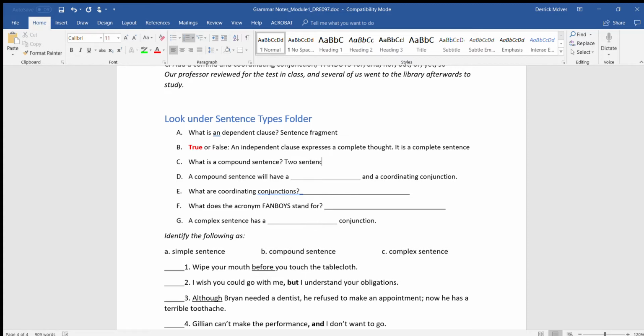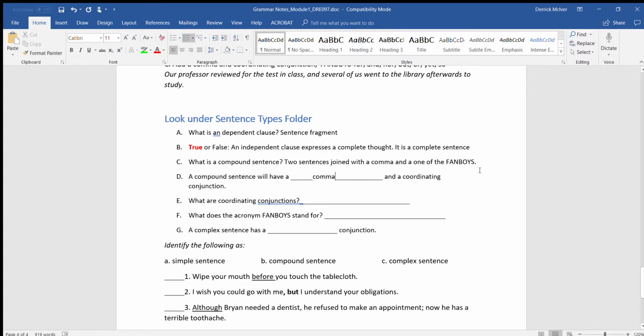Two sentences joined with a comma and one of the fanboys. Okay? A compound will have a comma and a coordinated conjunction. Let's just change that to: a compound is two sentences joined with a comma and a coordinated conjunction. You know the fanboys are coordinated conjunctions, but I don't want you to get confused. A compound sentence: two sentences joined with a comma and a coordinated conjunction.